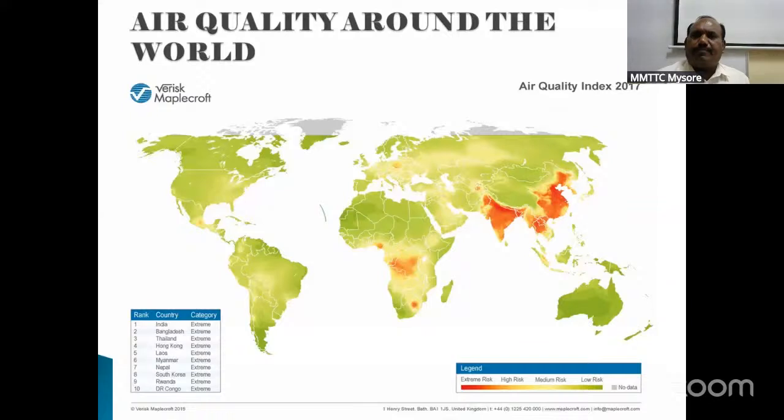This is the world air quality map. You see the colors here. See where China, India, and many parts are exceeding the risk: extreme risk in this color, high risk in this color, and also medium risk, low risk. You see these areas, India and China, and some other parts, indicate extreme. This is the air quality index in 2007.